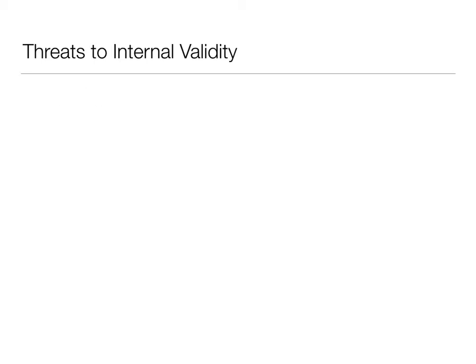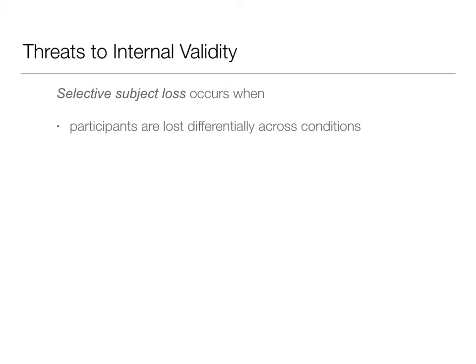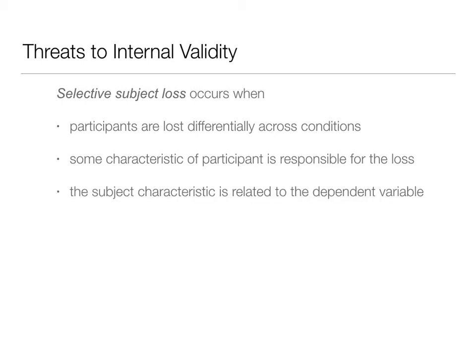Now, selective subject loss is a different matter. This occurs when participants are lost differentially across conditions. So when I was talking about our experiment, and I was talking about how all of our older adults dropped out, how all of our low exercise groups dropped out, that is a problem. Some characteristic of the participant is responsible for the loss. And this is where the issue comes in. Something about that participant, some characteristic of them that is typically related to the dependent variable. That's a problem, right? Maybe it's just we were looking at mental health scores.